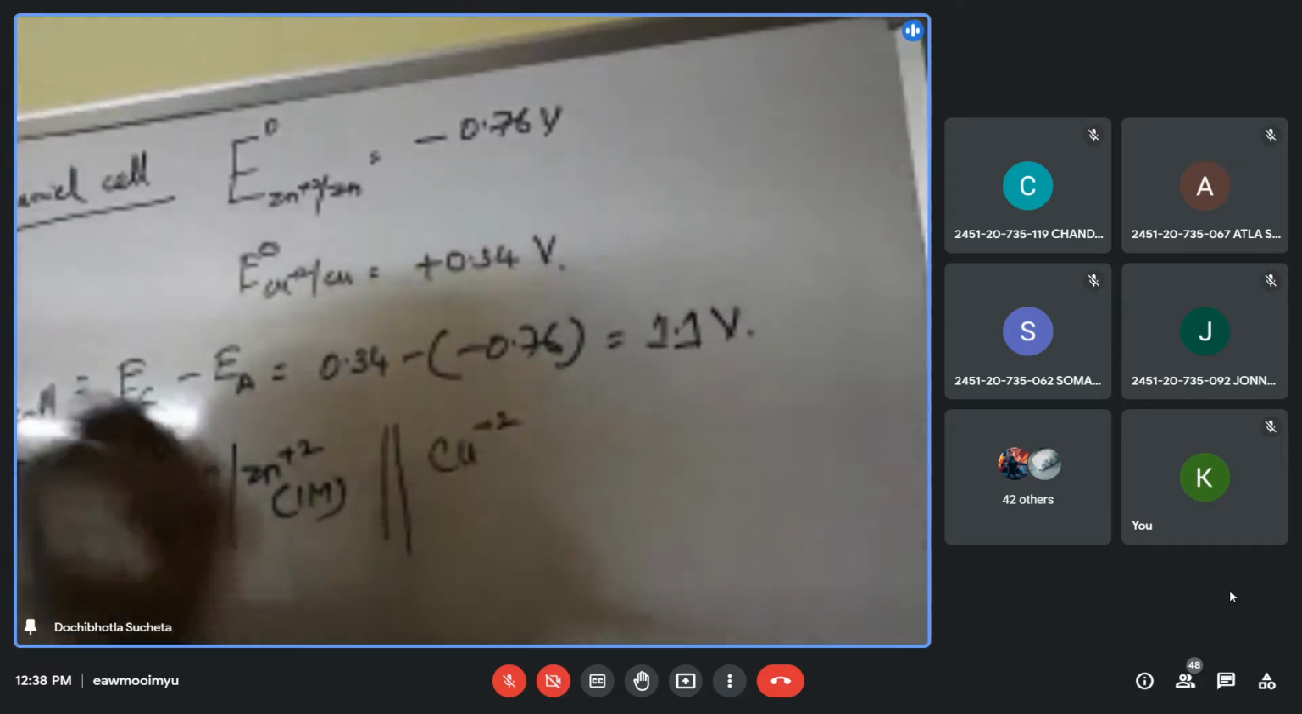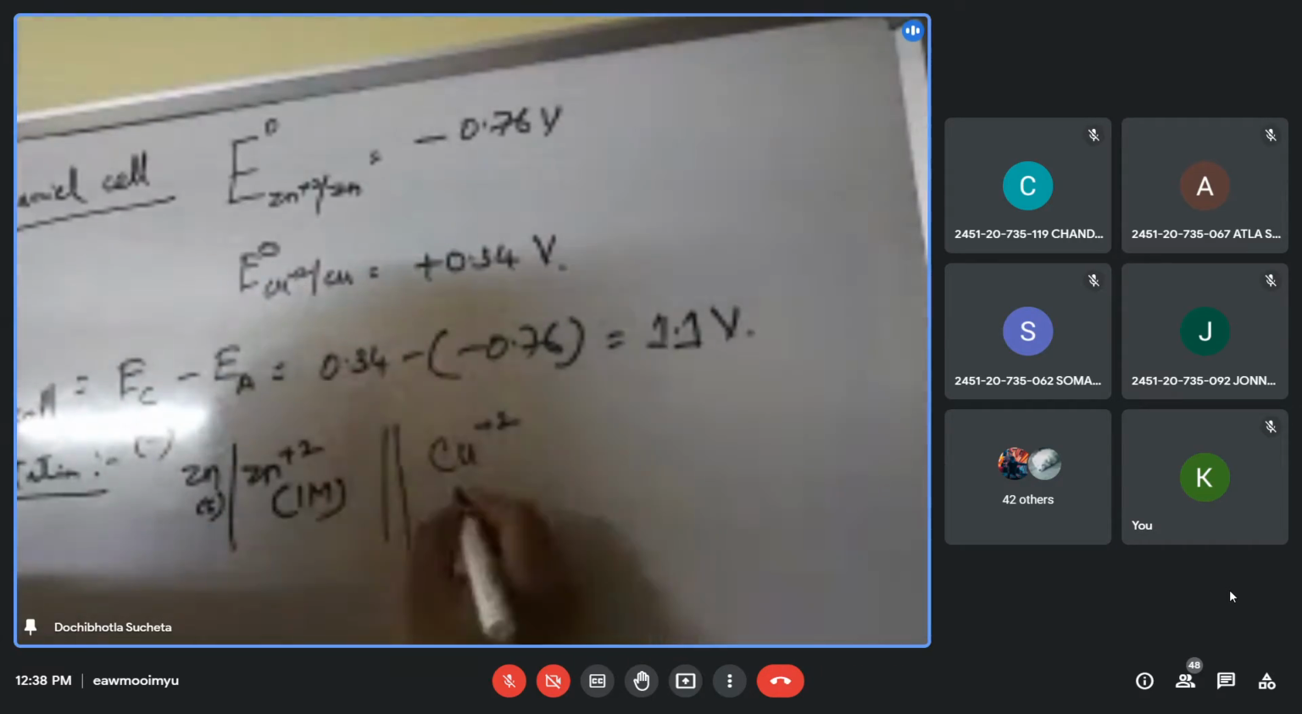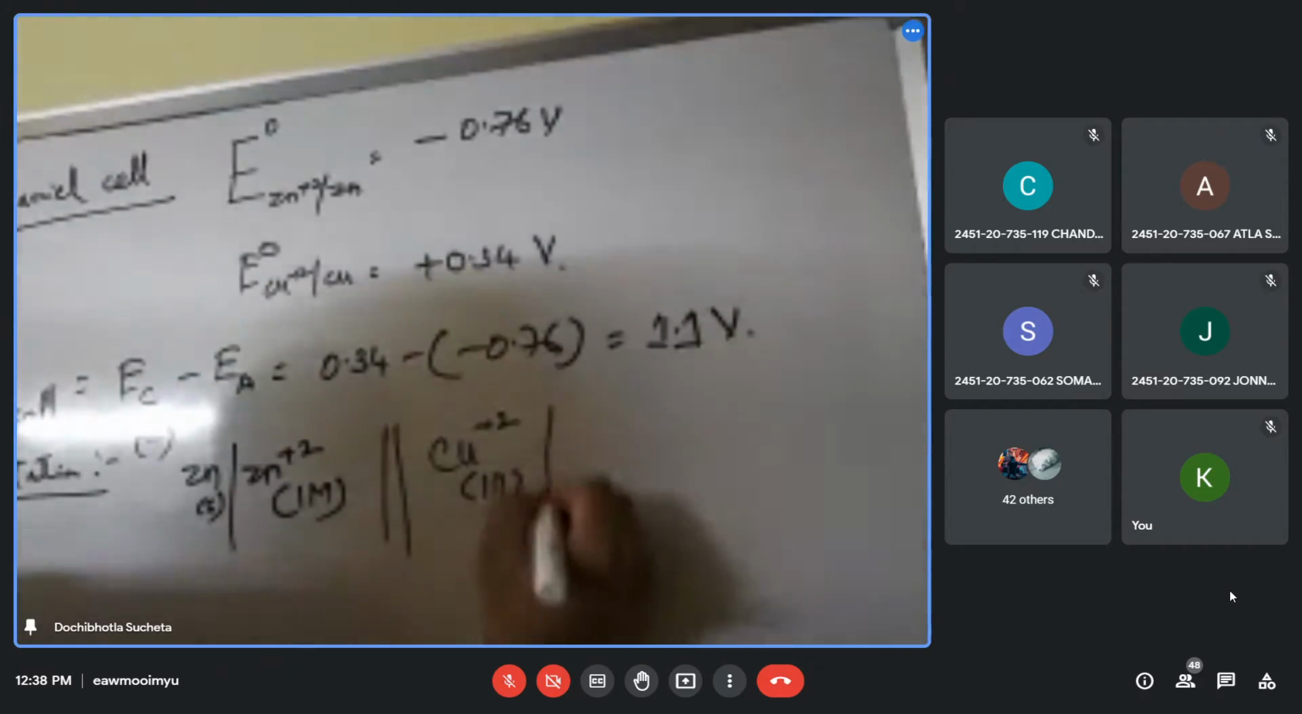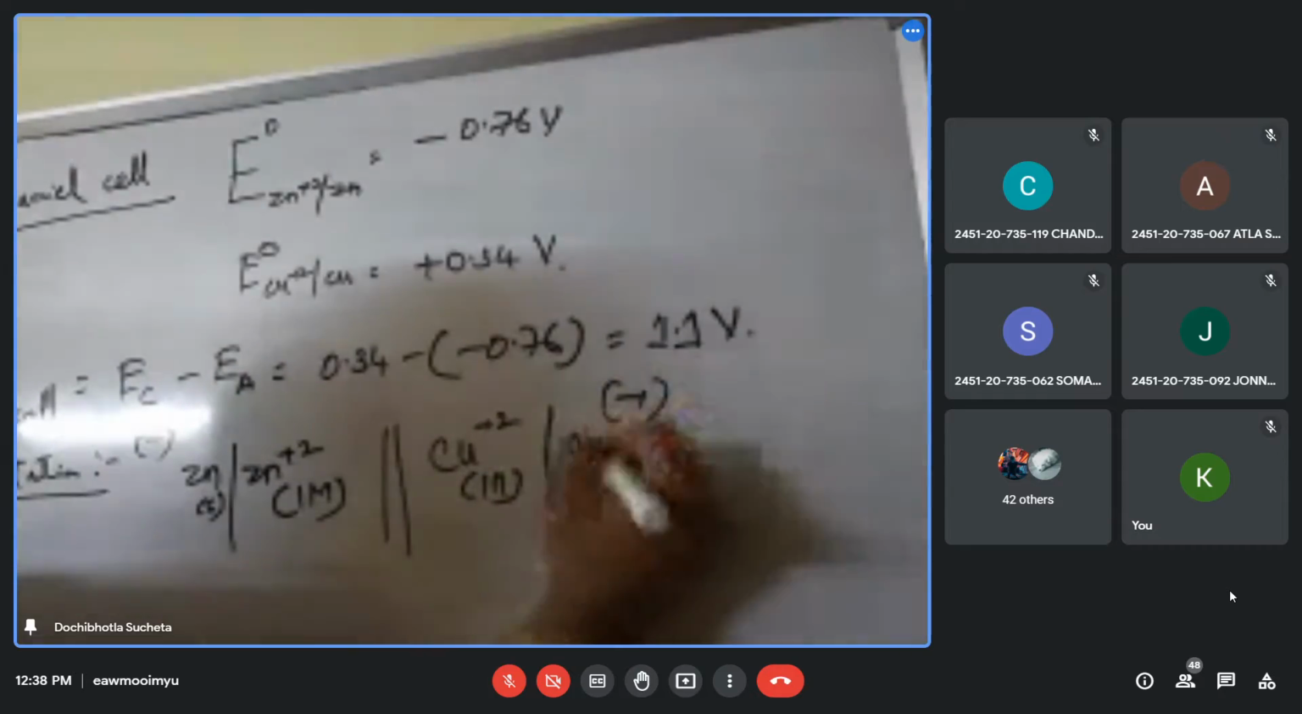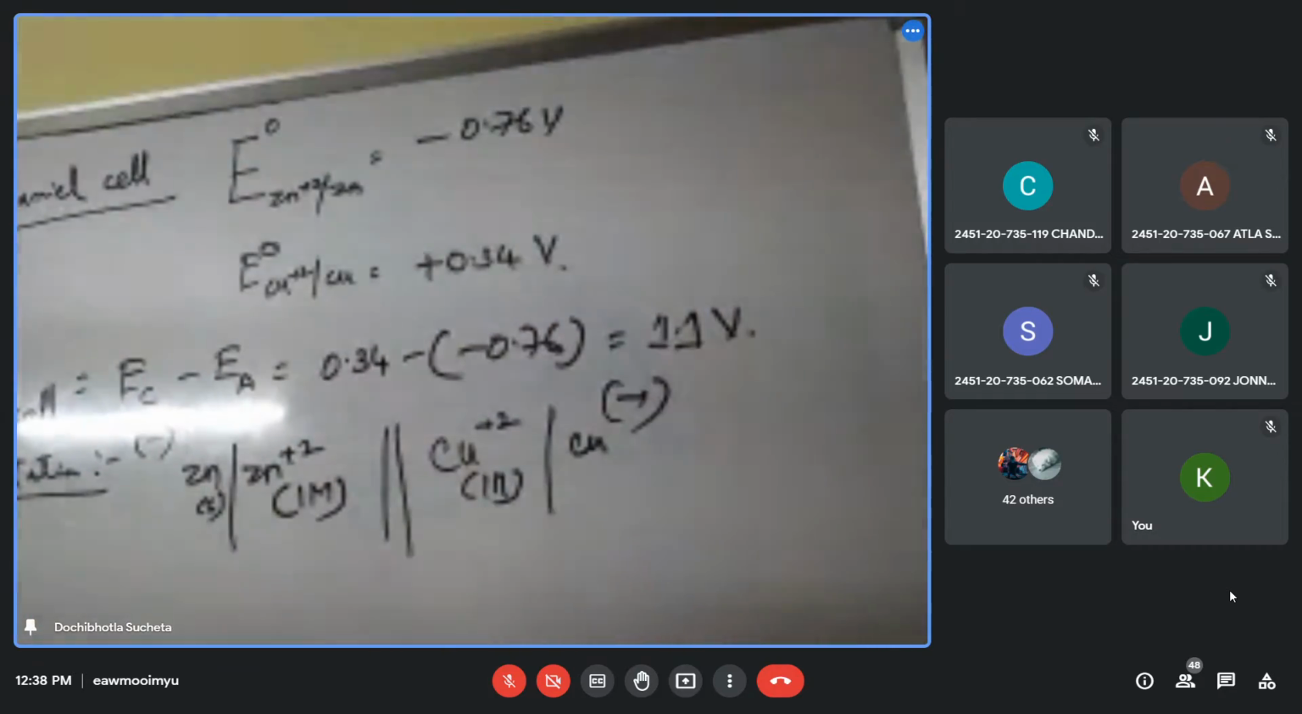Next, copper plus 2 is undergoing reduction. Again, E naught condition, therefore 1 M slash copper. This is the cathode. That's a very easy one, easiest I suppose. Okay, then I've given the other one. What's the other combination?